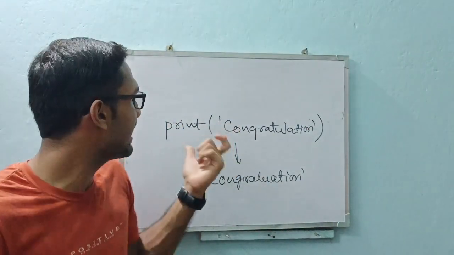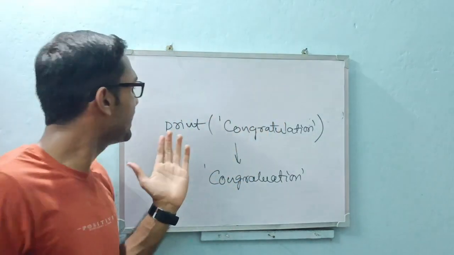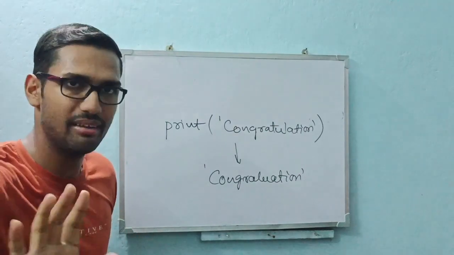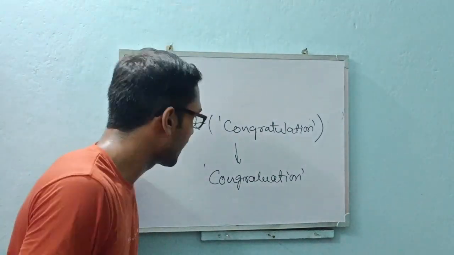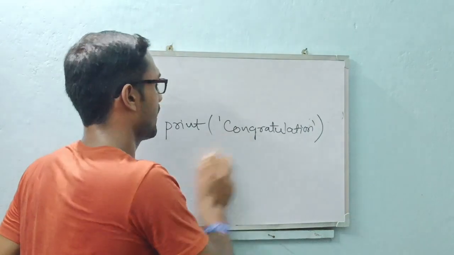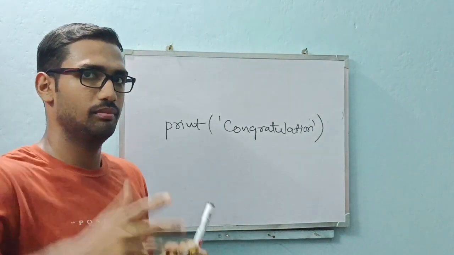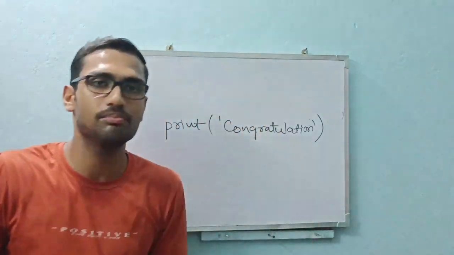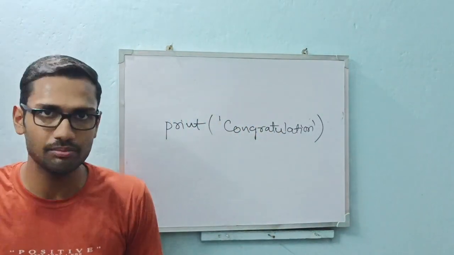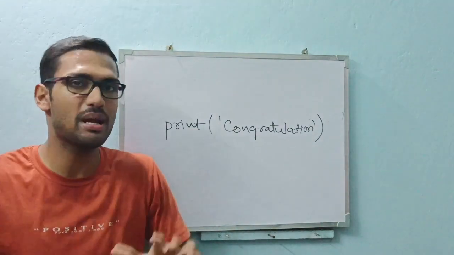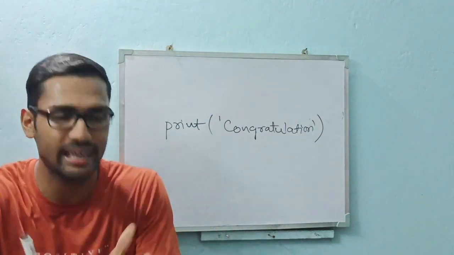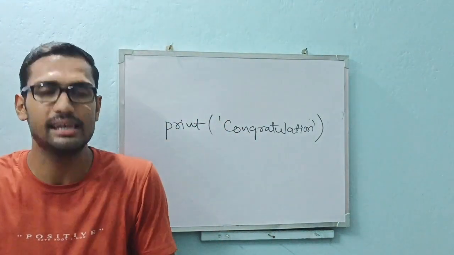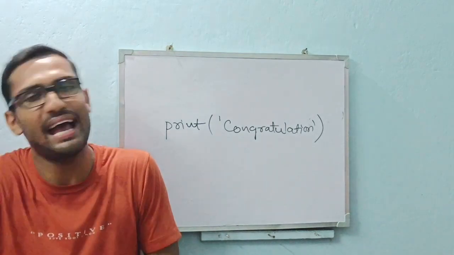The point is, since I have passed a string within the parameter of the print function, the same string will get printed. Clear? Fine. Simple. Very simple. Okay. Now I have discussed that I can pass an expression as a parameter within the print function, and I can pass a string as a parameter within the print function. The difference is that if I pass a string, the same string will get printed, and if I pass an expression, the expression will first get evaluated and then printed.